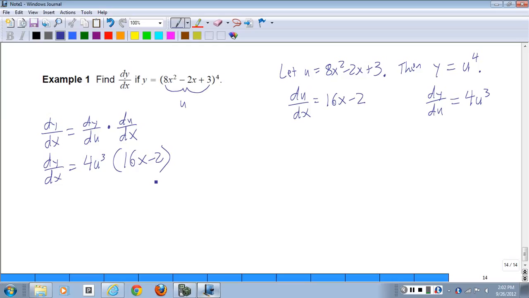Except that our final answer doesn't need to have any u's in it. The original expression didn't have any u's in it, so our final answer doesn't have any u's. The u is just something that we made up to make the calculation simpler. So for the final answer, substitute that expression back for u. So dy dx is going to be 4 times 8x squared minus 2x plus 3 to the third power times 16x minus 2.